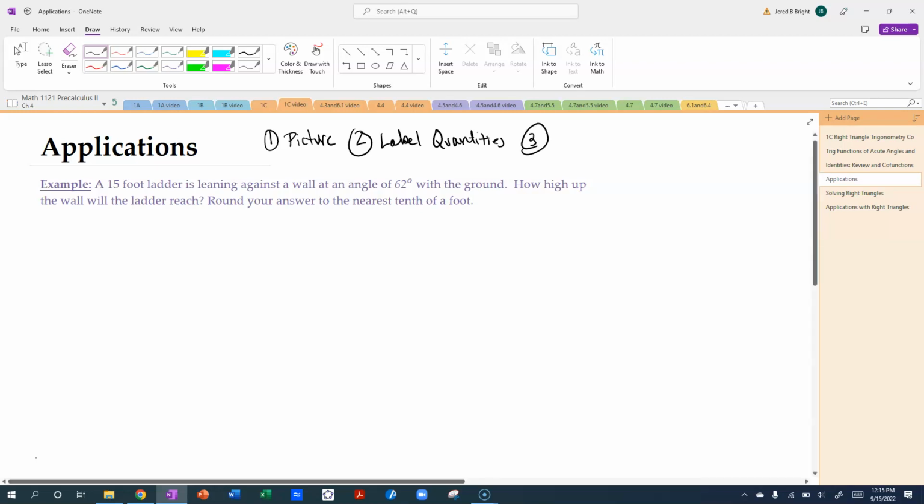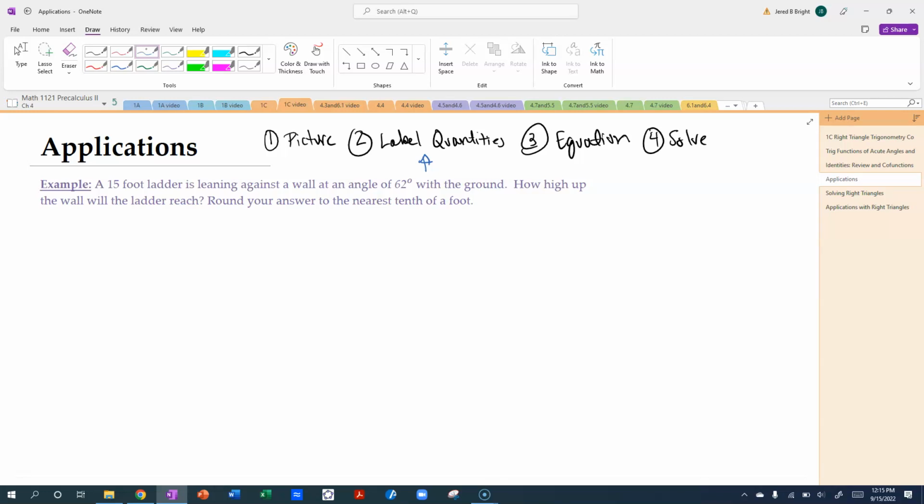Third, I find an equation that will help me. In this context, we're probably going to use a trig equation. And then after, I solve. So if you're stuck, try and go through this general process. Usually the picture goes okay and we get stuck with labeling the quantities, because without proper labels, we can't set up an equation. So really take a hard look at the labels that you use.